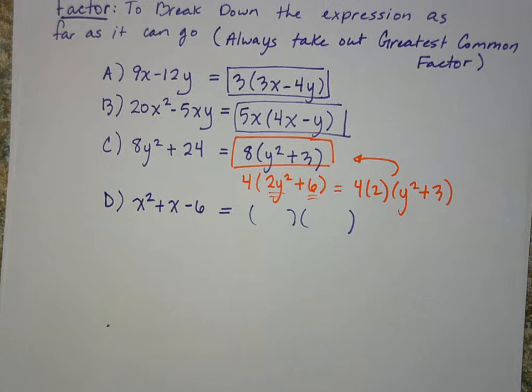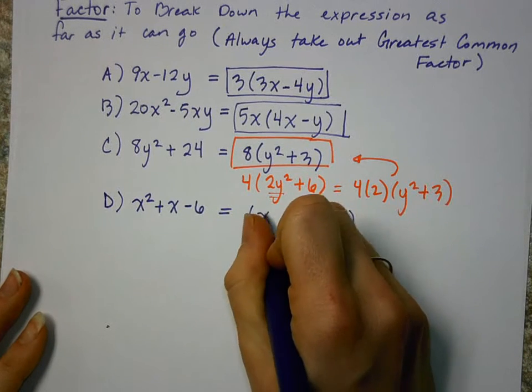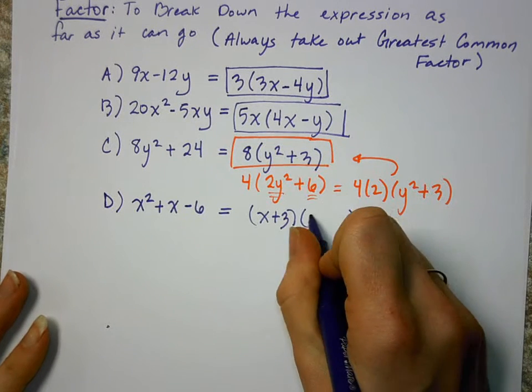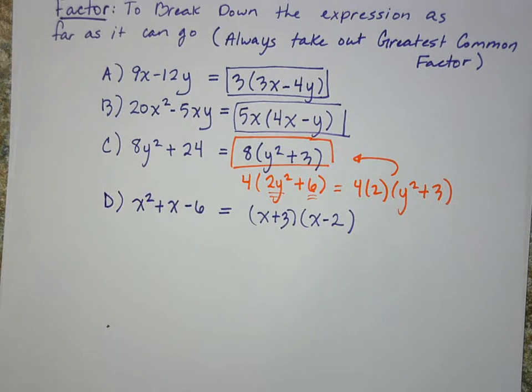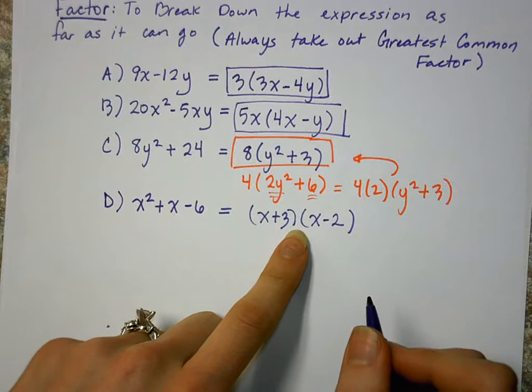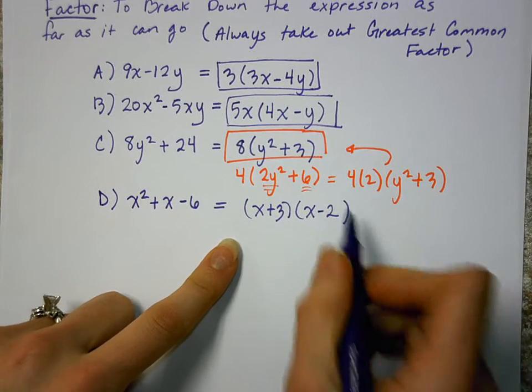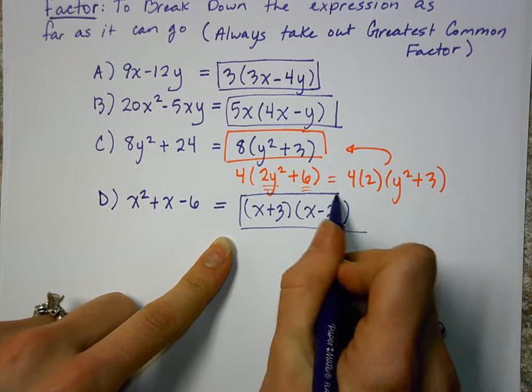Jared, did you find it? x plus 3 and x minus 2. x plus 3 and x minus 2, right? The first one? Yeah. Good. He saw that the first problem he did multiplied to give you x squared plus x minus 6. So this is what this breaks into.